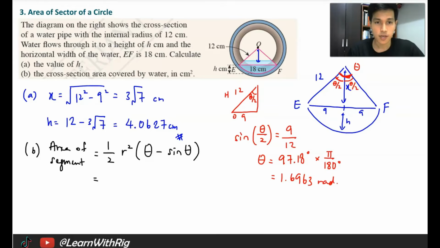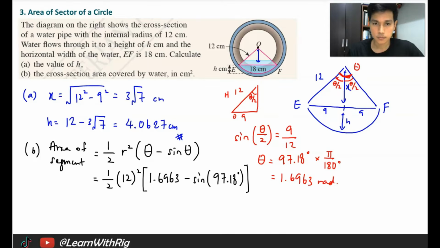Now you can find your area of segment. 1 over 2 times r, what's the radius? Radius is 12 square, multiply by theta. This first theta is in terms of radian, so 1.6963 minus sine, this is in terms of degree, so 97.18. Key this into your calculator, you should get your answer straight away. 50.7019 cm square. So this is how you solve much more challenging questions. I hope you guys understand this. Now let's see more examples.